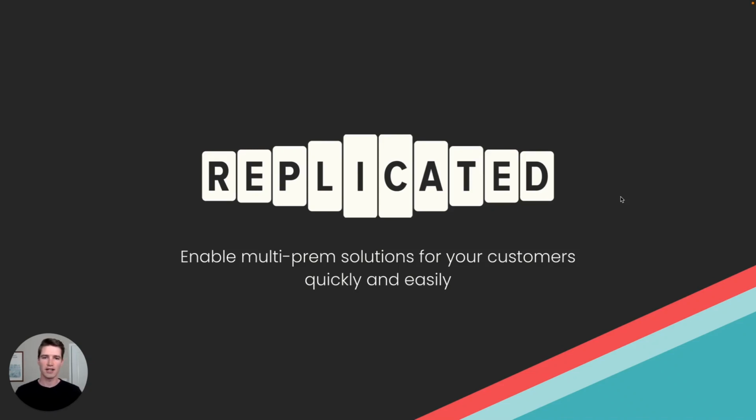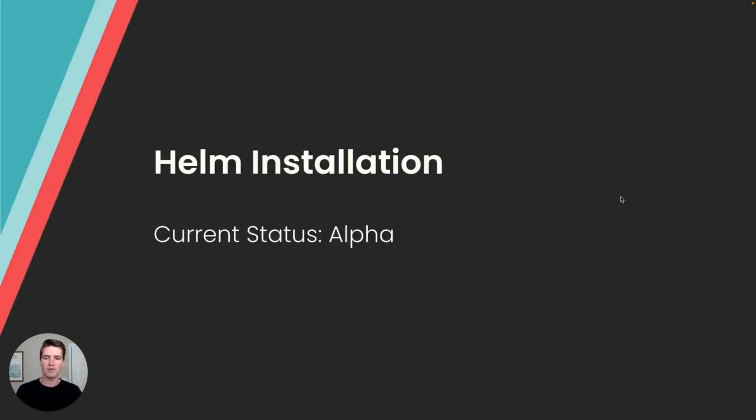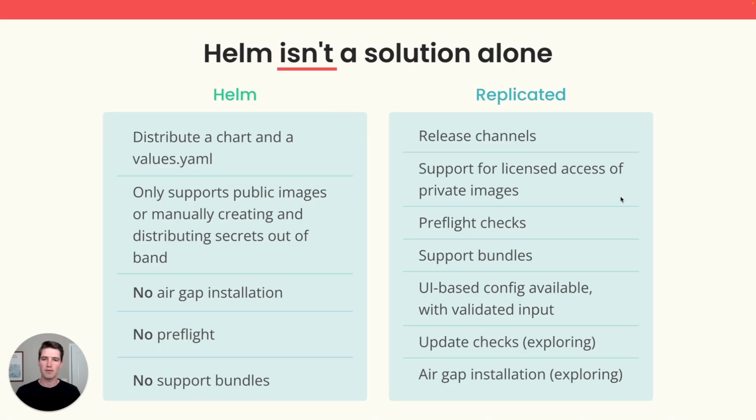I'm a senior product manager here at Replicated, and today I'm going to talk to you about a new feature that we're developing for the Replicated platform to allow you to deliver your application as a Helm chart to your customers and allow them to install it directly using a Helm install command. So this Helm installation is currently an alpha feature that we're continuing to develop and build.